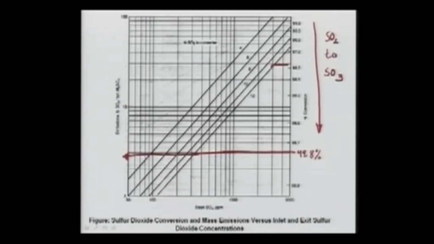after double conversion will be something like 2 pounds per ton of H2SO4. If I was operating only at the single conversion, the emission would be something like more than 30 lb, and this one is 99.8. So you can see the advantage of going to the double conversion, double absorption.